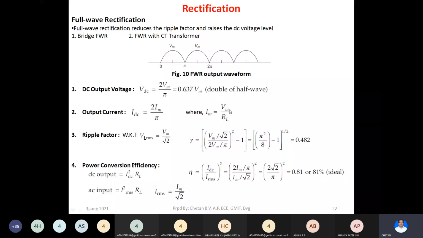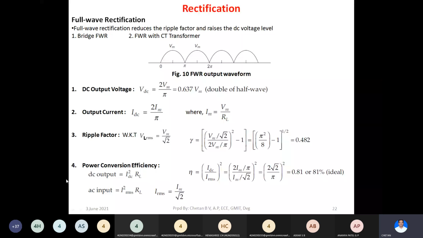Ripple factor, we found out to be 0.482. From this value, we can justify that full wave rectification reduces the ripple, because in case of the half wave rectifier, this ripple factor is 1.21. By comparing these values, we can easily say that full wave rectification reduces the ripple. What is ripple? Ripple is the AC content in the obtained output of the rectifier.